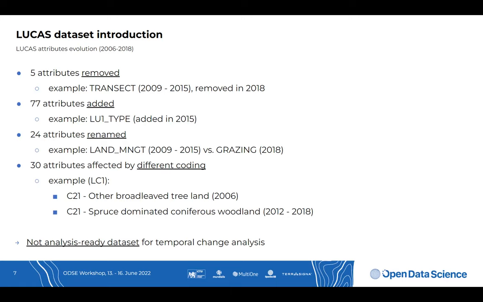Some attributes were renamed, and what is the most important, some attributes were affected by different coding. So it means that if you take an attribute from 2015 and compare the coding with the 2018 survey, you will discover that the coding is different. Here is an example demonstrating the land cover classes, showing that even land cover classes changed. The changes can be related to continuous and categorical variables and so on.